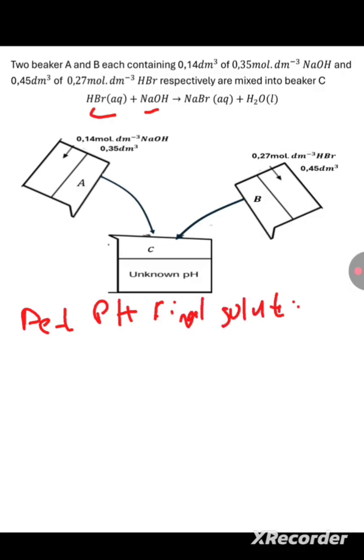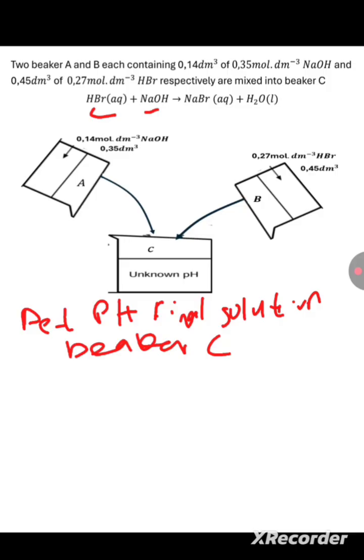First of all, when I have this kind of reaction, we have an acid reacting with a base. Now they are saying we must determine the pH. The question is, determine the pH of the final solution. Although it's not indicated, let me indicate it. Determine the pH of the final solution in beaker C.